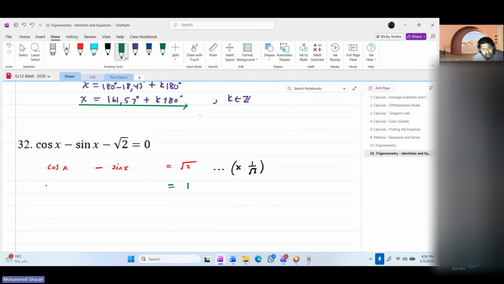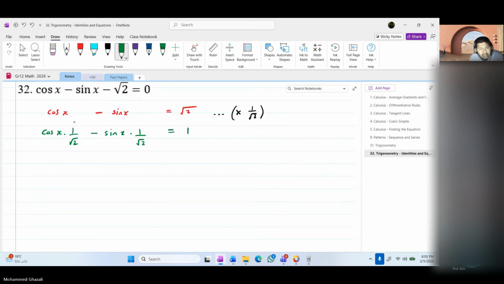Take cos x multiplied by 1 over root 2, sin x multiplied by 1 over root 2. Why did I do that? Because that gave us an indication of what to multiply by. Now, what we are going to do is change the 1 over root 2 into cos of 45. Isn't cos 45 1 over root 2? And change the 1 over root 2 here into sine 45.